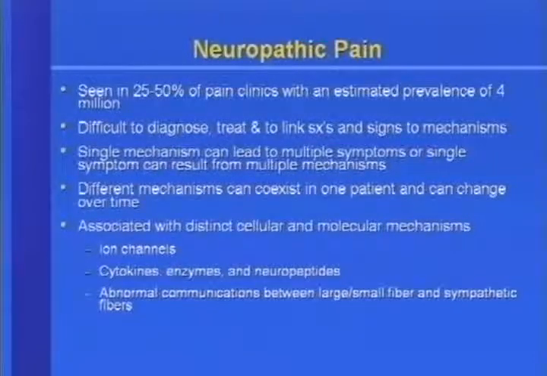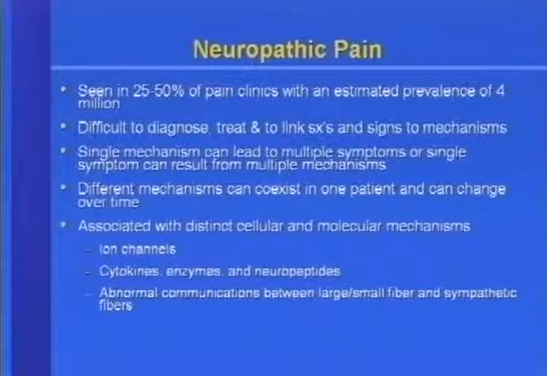Well, neuropathic pain in general is hard to treat, it's hard to diagnose, and really what's hard about it is the fact that we can't really link the symptoms that we see in patients to particular mechanisms. And that's what I think the pain community of researchers is trying to establish, because if we can figure out what the mechanisms of the particular type of pain are, then we can target therapies, particular injections, for example, or specifically medications to that mechanism. So in patients, we see sometimes that a single mechanism can lead to multiple symptoms, or a single symptom can result from multiple mechanisms. On the other hand, we have different mechanisms that may coexist in one patient and in time get worse.